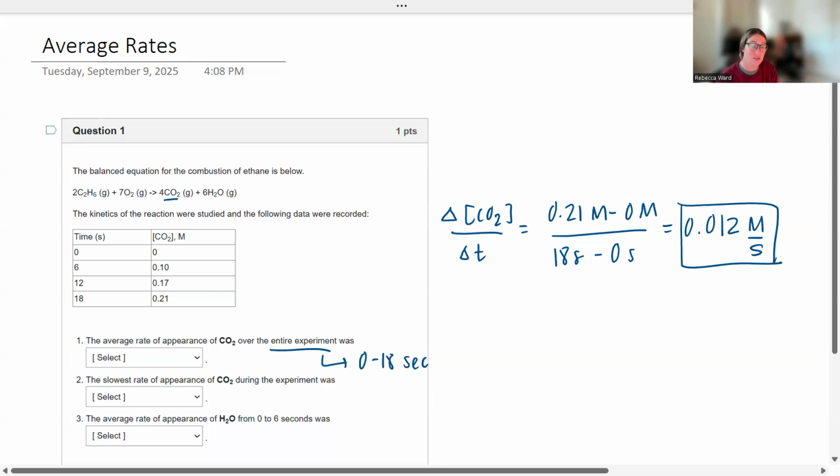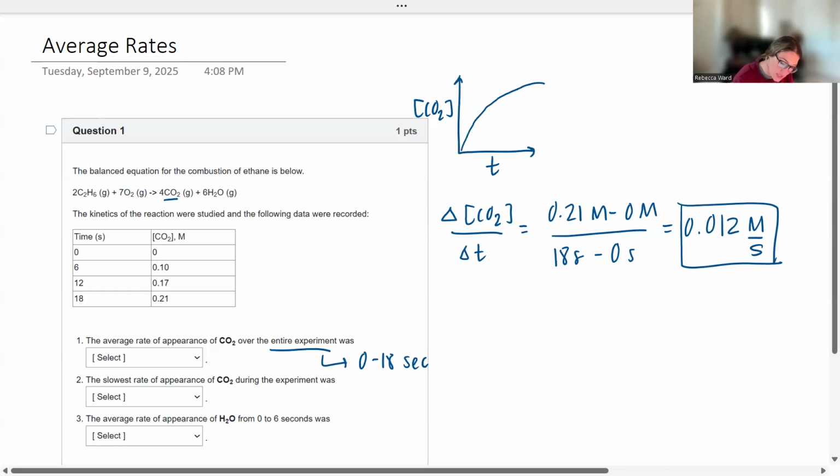But of course, that is an average. If I'm going to plot this, it should look something like this, because we're producing it. So this is time and concentration of CO2. It's increasing from 0 to 6. We had a big jump from 6 to 12. It was another jump, but smaller, and then it keeps getting smaller because we have less reactant to create product. This is happening because we're consuming reactant, and the rate depends on the concentration of the reactant.